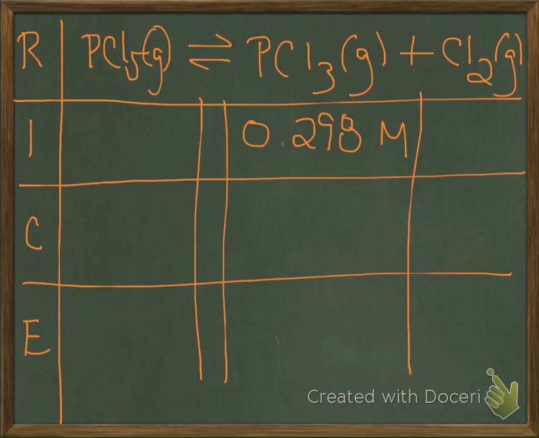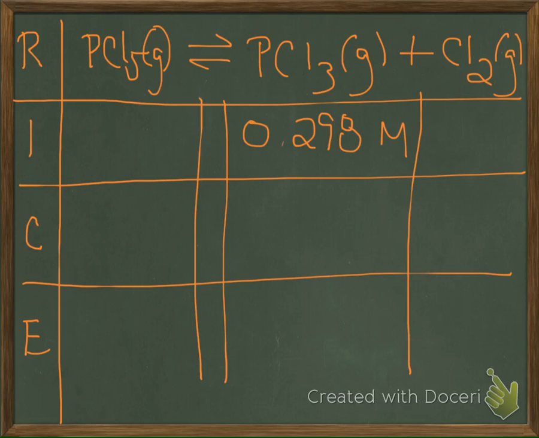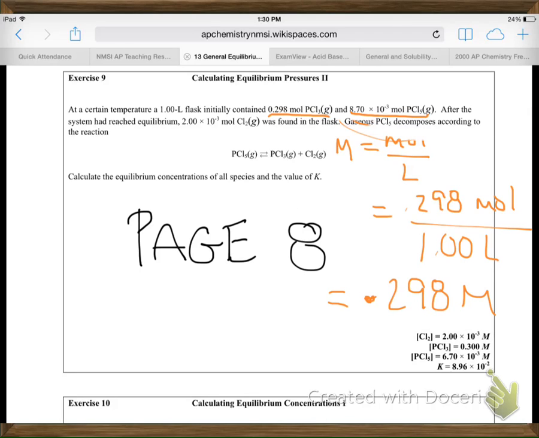Let's see if we were given any other initial information. Yes, 8.7 times 10 to the negative third molarity for PCl5. So 8.7 times 10 to the negative third, excuse my sig figs there. And let's see if we were given any other information. After the system had reached equilibrium, we had 2.00 times 10 to the negative third molarity for chlorine. So let's put that in there.